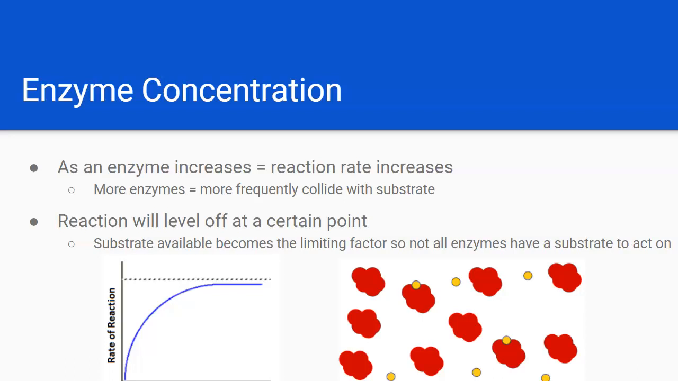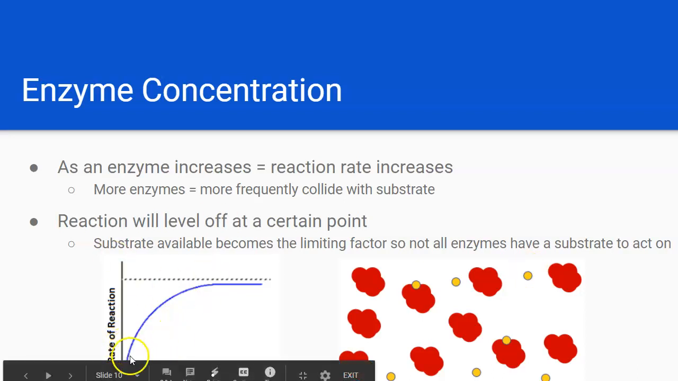Enzyme concentration. And I apologize, the screencast cuts out the very bottom of the slides, but in this case, the x-axis on the graph is enzyme concentration. As enzyme concentration increases, you can see across the x-axis that the reaction rate increases. The idea is the more enzyme there is, the more likely that enzyme, these red guys, is going to be present near a substrate. Therefore, it can make those reactions happen faster.